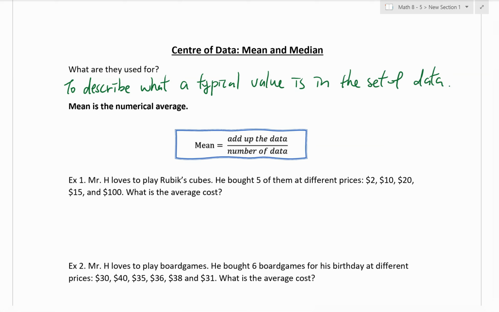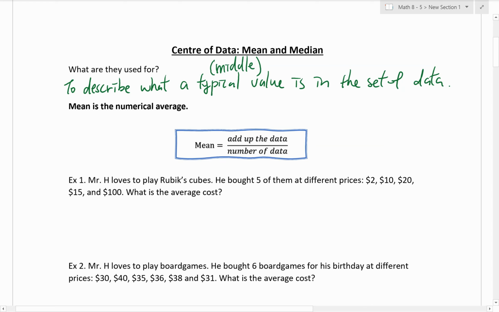For example, if I collect everyone's height in our class, mean would be the average of the height. Both of them would describe a typical height of this class, right? So you won't be the tallest or the shortest. You'll be somewhere in the middle. It's used to describe what the middle is, a typical value.